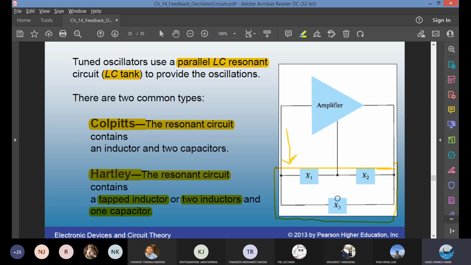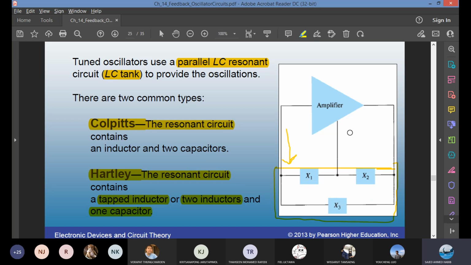So let's talk about X1, X2, and X3. These are the elements. Let's say we have a Colpitts oscillator. So I'll write the letter C, Colpitts oscillator, 2 capacitors and 1 inductor. So X1 will be a capacitor. Maybe this one is C1. X2 has to be a capacitor. They are in the same branch. You cannot have one capacitor here, one capacitor there, and one inductor. No. In the same branch, you have the same type of element. And then you will have one inductor. This is the Colpitts connection, Colpitts resonance circuit.